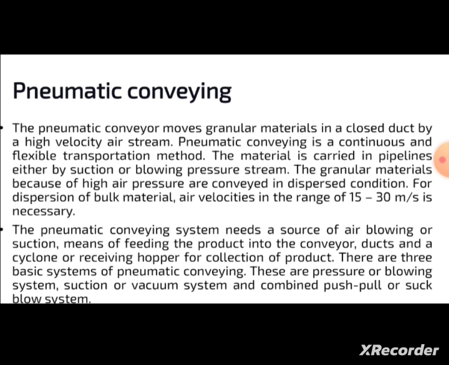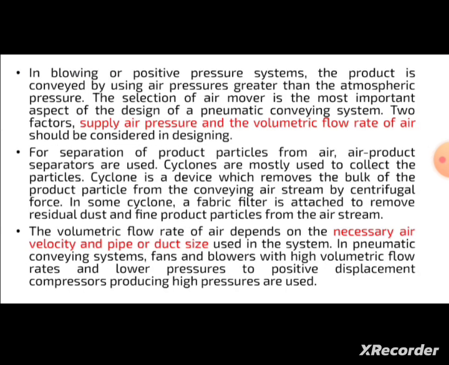Since this works based on the principle of suction or blowing process stream, we need a source of air blowing or suction, a means of feeding the product into the conveyor ducts, and a cyclone or a receiving hopper for collection of the product. There are three basic systems of pneumatic conveying: pressure or blowing system, suction or vacuum system, and a combined push-pull or suck-blow system.